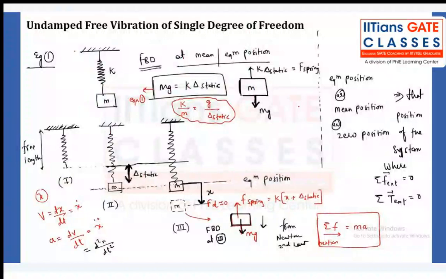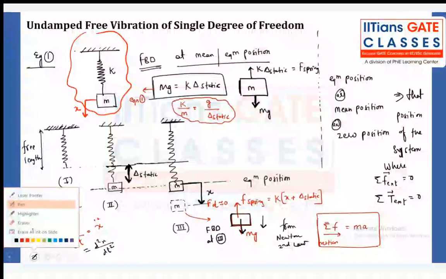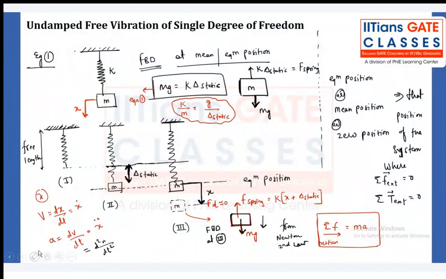Guys, the example number one is regarding undamped free vibrations of a single degree of freedom. See, there are so many figures you can see, but note down this figure as a question. What is the question? If I disturb this mass from its equilibrium position by the amount x, what is the natural frequency of the system? That we need to find out. Note down: what is the natural frequency of the system? Note down each and everything, then I will explain.